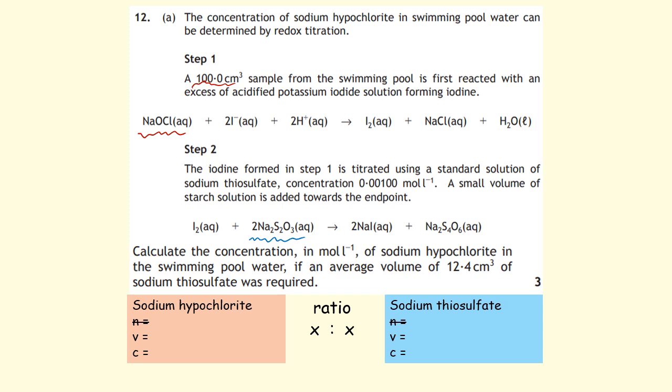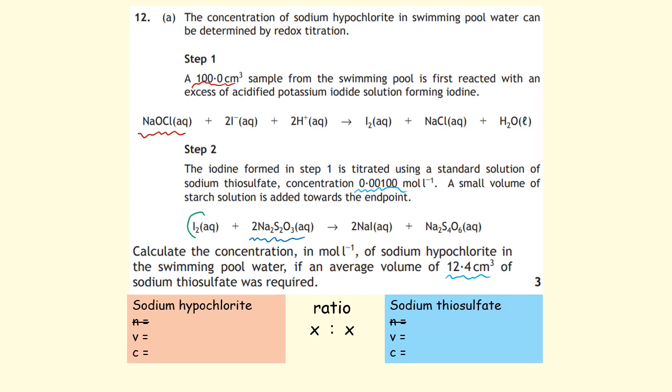For our thiosulfate, we know that its concentration is there, it's at 0.01. And we were told that the volume of thiosulfate was 12.4. Read that sentence carefully because it mentions both chemicals. Which one is that volume for? 12.4 is for thiosulfate. Now the ratio is difficult in this one because the two chemicals are not in the same equation.